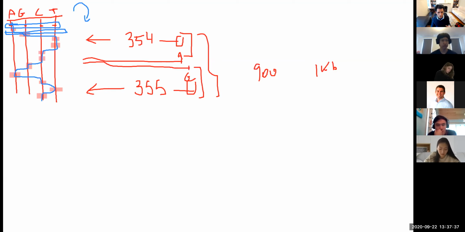So let's see who's with me so far. Awesome. So basically that's the old sequencing technology.